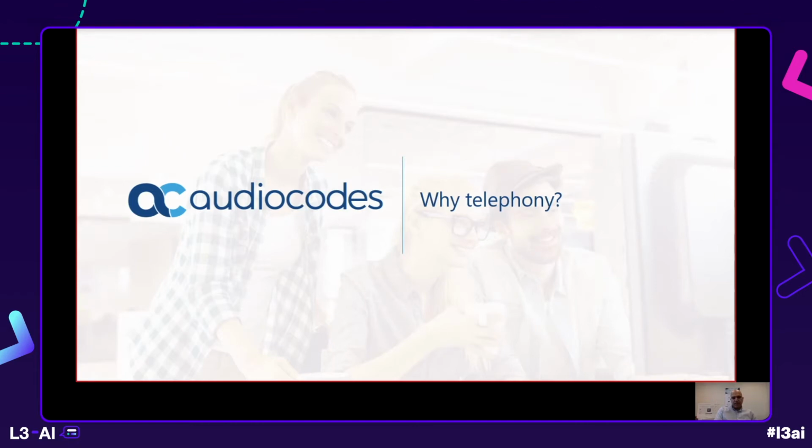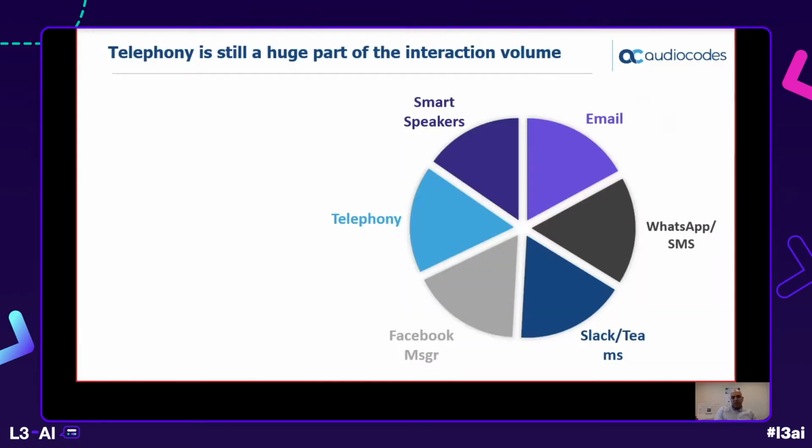So why telephony? This chart shows you the various engagement channels. These are the channels your customer will use in order to engage with your bot. You can see here various tech channels and 2 voice ones: smart speakers and telephony. And looking at this chart, you may think that telephony is just like any other engagement channel.